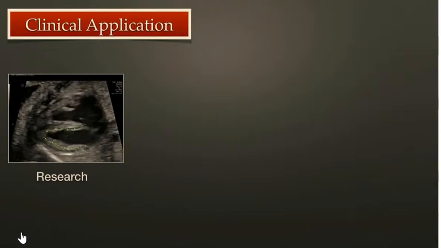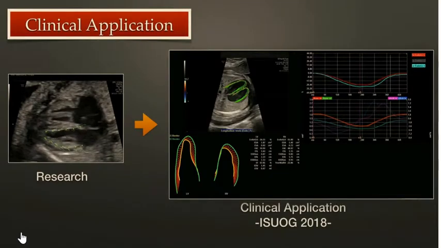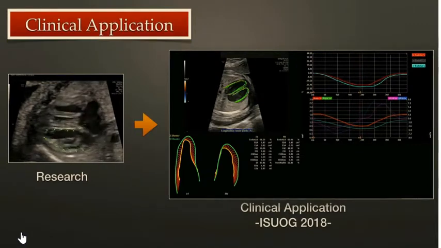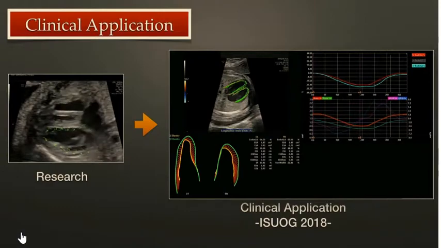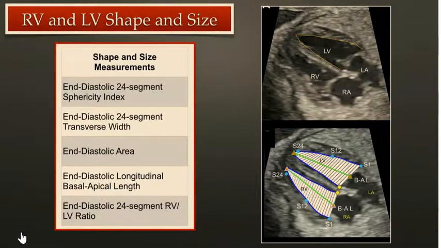Following our research studies, this technology has now been implemented for clinical use. This is one of several screens displaying data from such an analysis that is now commercially available and embedded in ultrasound equipment used for fetal assessment. These are a list of measurements of ventricular shape and size that include 24 segment sphericity index, 24 segment transverse width, area, basal apical length, and the 24 segment RV to LV ratio.